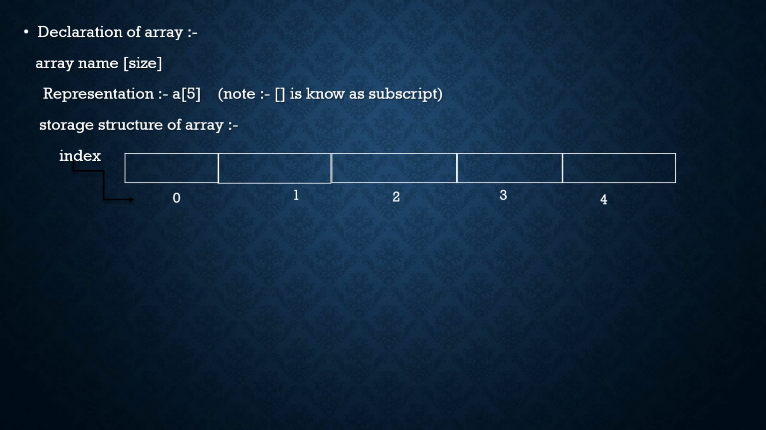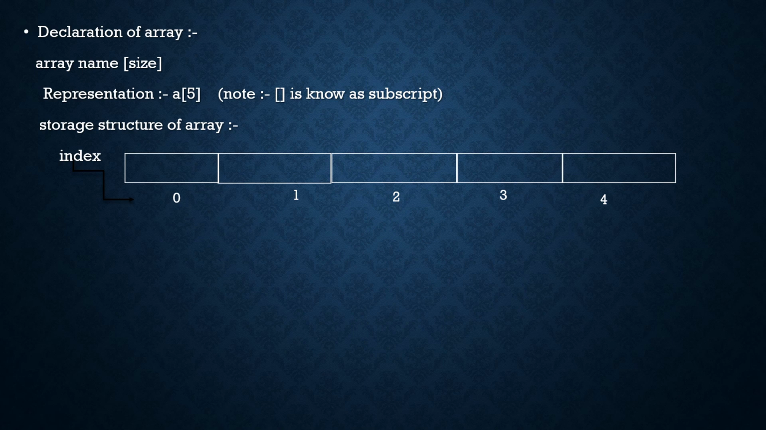Now declaration of an array. So how do we declare an array? Array name, and in the square braces we give the size. So the representation is like a of 5, and note these square braces are known as subscript. Okay.